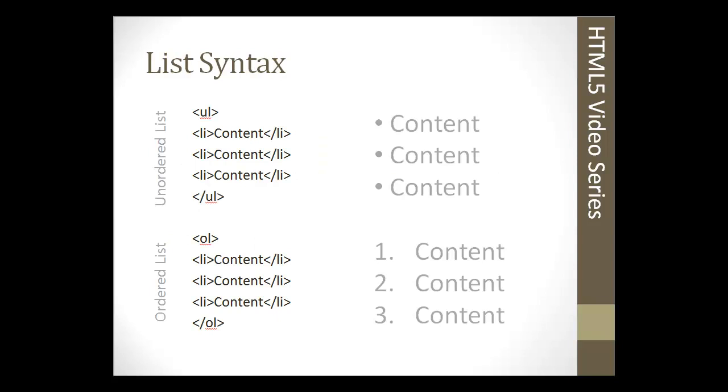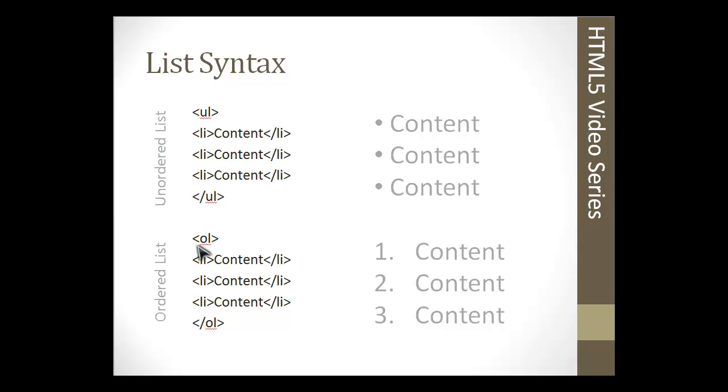So here we have a layout of the list syntax, which is very simple. It's a lot easier than a table. There's a lot less to it. So we have 2 types of lists here. We have an unordered list and an ordered list. And the only difference between these two is an ordered list has numbers and an unordered list has bullets. You can remove the bullets through CSS styling if needed.